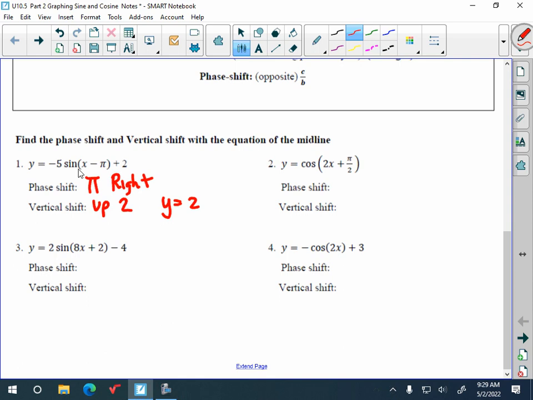All right, number 2, phase shift. Okay, we're going to do pi over 2, that's our C value. And we're going to divide that by the B value, divide by 2. So that's the same as pi over 2 times the reciprocal of 2, which is a half. So that would be pi over 4. And that's going to shift it to the left. So pi over 4 to the left. Vertical shift, there's none because there's no D value. So the equation of this midline would be y equals 0, which is just the x-axis.